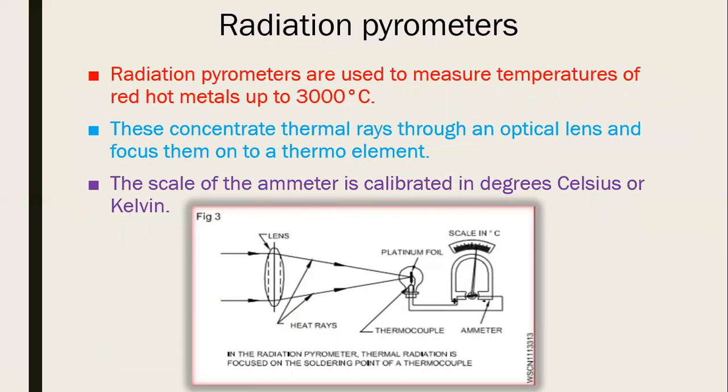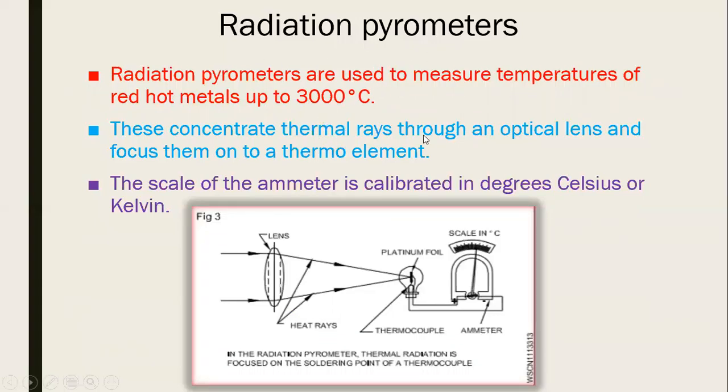Then the other type is the radiation pyrometer. With the radiation pyrometer, we can measure up to 3000 degrees Celsius. Normally the pyrometer is used to measure higher temperatures. Radiation pyrometers are used to measure the temperature of red hot metal up to 3000 degrees Celsius. So very high temperatures are measured using the radiation pyrometer.